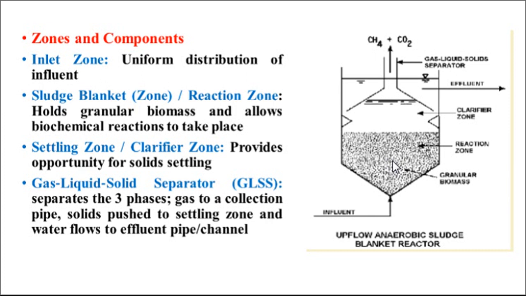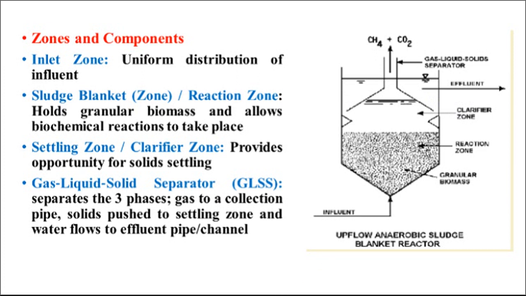The next zone is called the settling zone or clarifier zone. This zone provides opportunity for solids to settle, so settling of the solids takes place at the bottom. The fourth zone is the gas liquid separator zone, in which a three-phase separator separates the gas and the solids. Whatever gas, methane and CO2, is taken out through this pipe, and the floating material and the supernatant water is taken out through this outlet pipe.